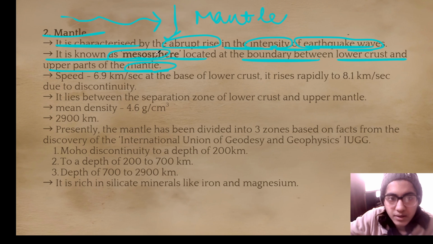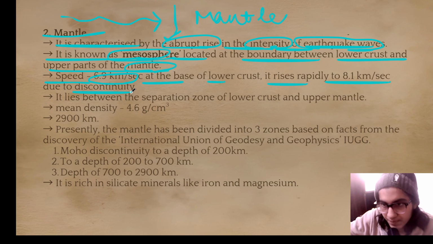So then we have the mesosphere, and speed is 6.9 kilometer per second at the base of the lower crust, and it rises due to discontinuity. So the speed increases. Why does it increase? I'm just repeating this line again and again. As the medium, or the layer, became denser, the speed of these waves increases. As simple as that.